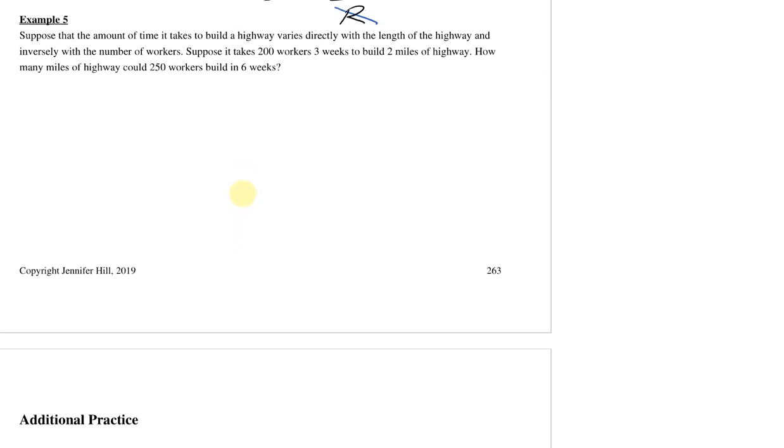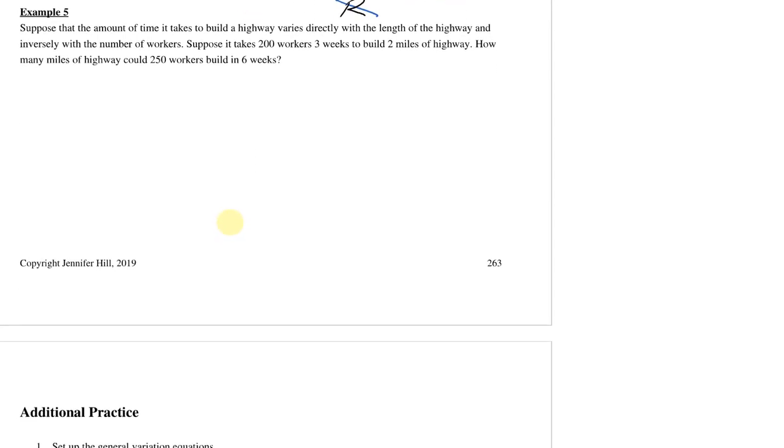So let's just work on this last one. Suppose that the amount of time it takes to build a highway varies directly with the length of the highway and inversely with the number of workers. Suppose it takes 200 workers 3 weeks to build 2 miles of highway. How many miles of highway could 250 workers build in 6 weeks? So I will just give you a little hint that this one talks about both direct and inverse variation, so be careful when you set this up. But pause the video, give this a try, hit play when you're ready.